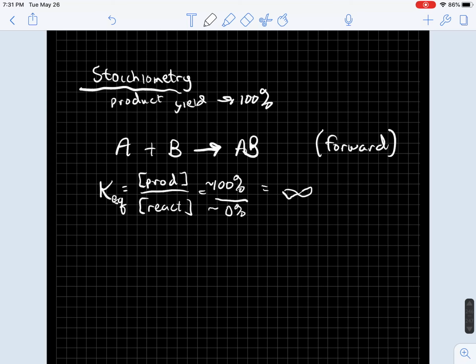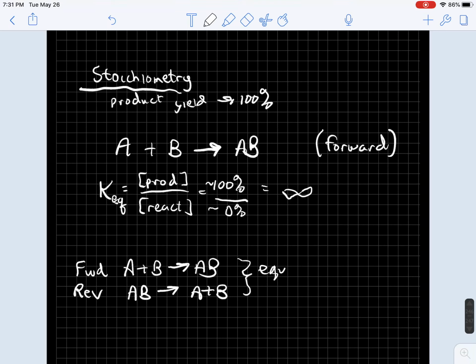However, most reactions on our planet reach a condition of equilibria where some of that product bangs around, breaks back apart, and so you get the forward reaction, A plus B produces AB, but at the same time, the reverse reaction, AB breaking apart into A plus B, is occurring. So this occurs simultaneously in equilibrium, at the same rate.